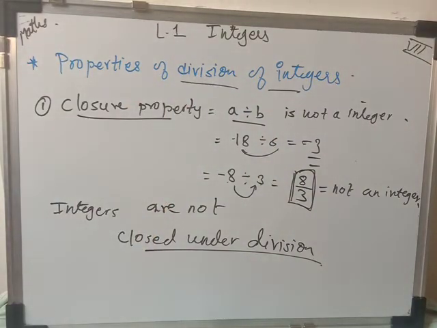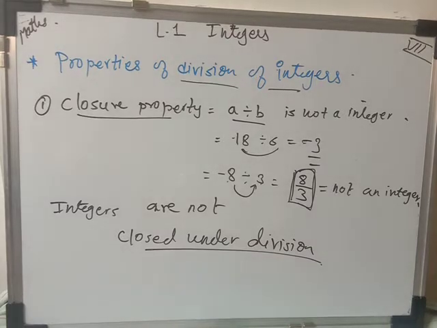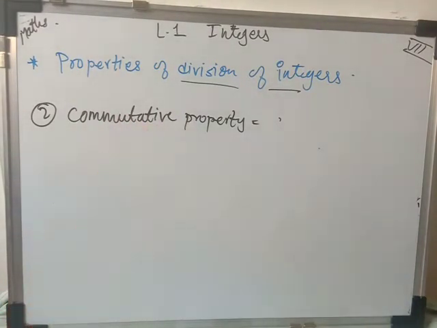Now let's see the second property that we have learned, that is the commutative property. The second property is the commutative property.